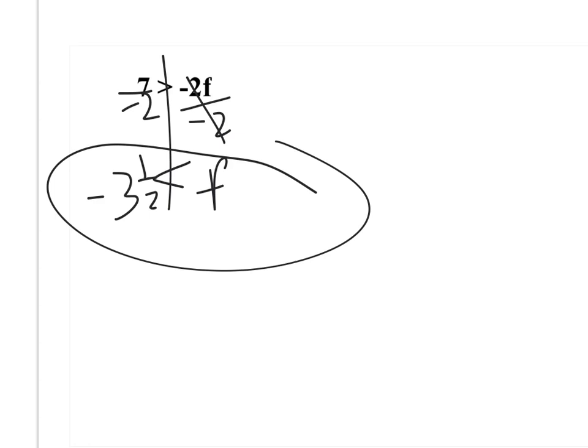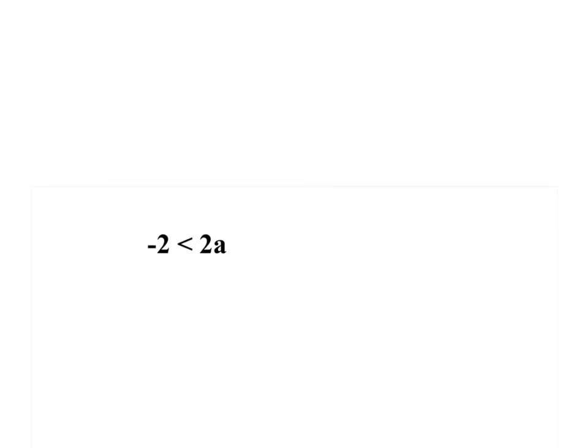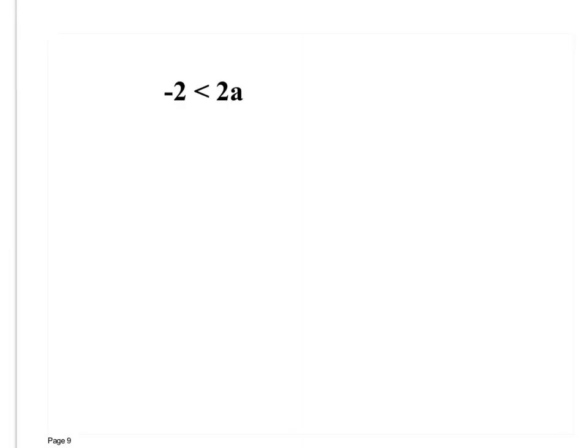All right, one more. I want you guys to work this one. Negative 2 is less than 2a, so I divide by 2 to get a by itself. Negative 2 divided by 2 is negative 1. My answer is negative 1 is less than a. Let's see what your answer is. I'm guessing that you got negative 1 is greater than a. Most of you probably got that.